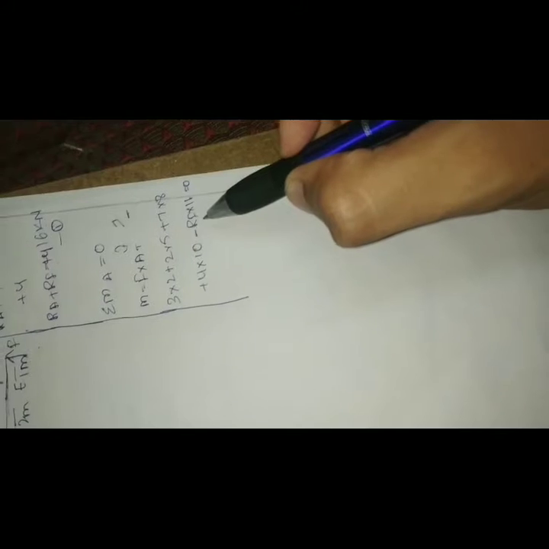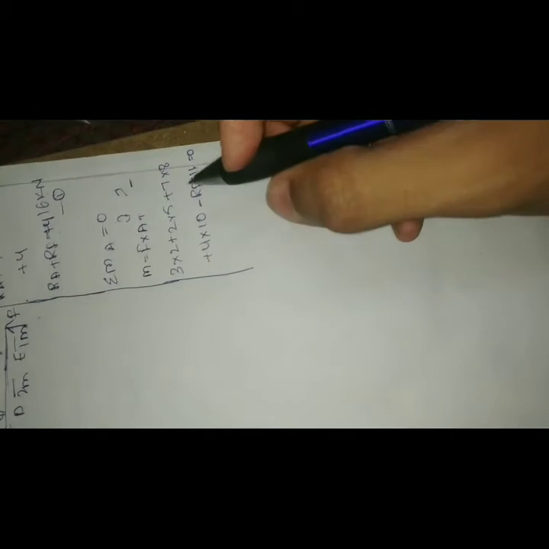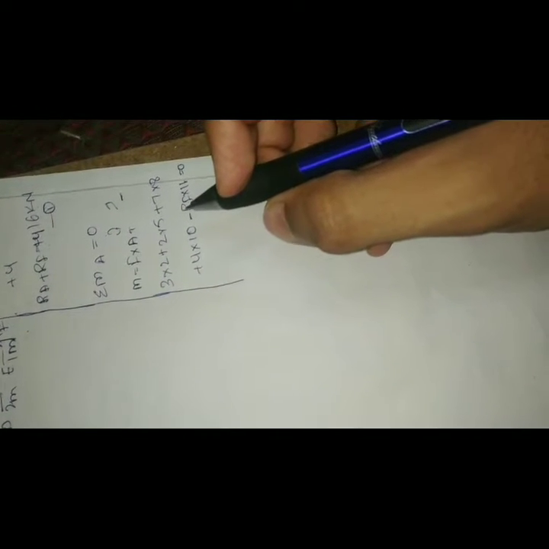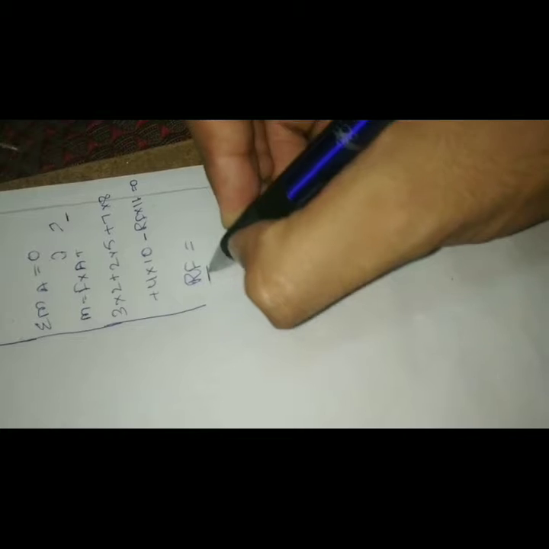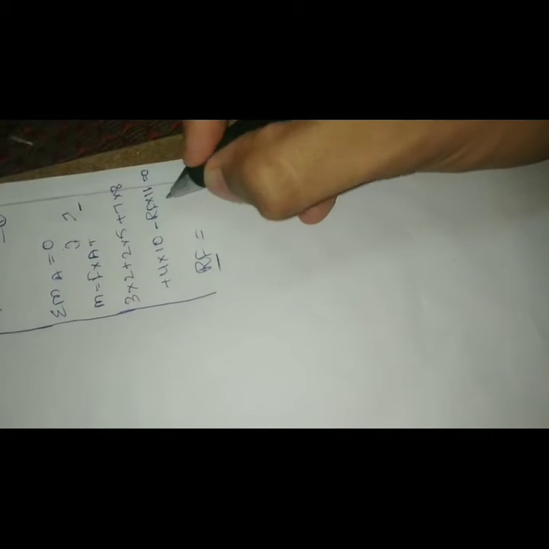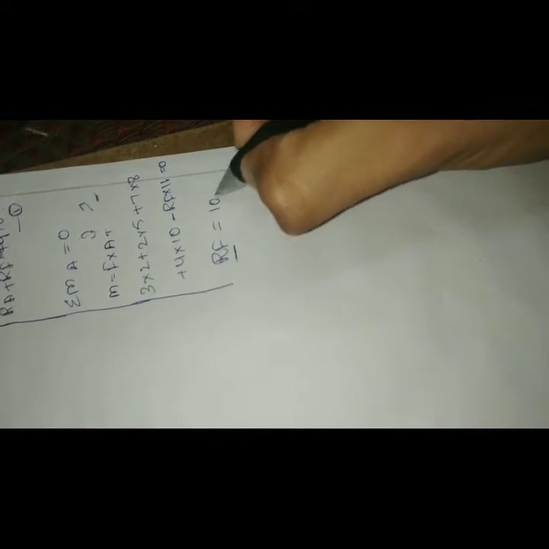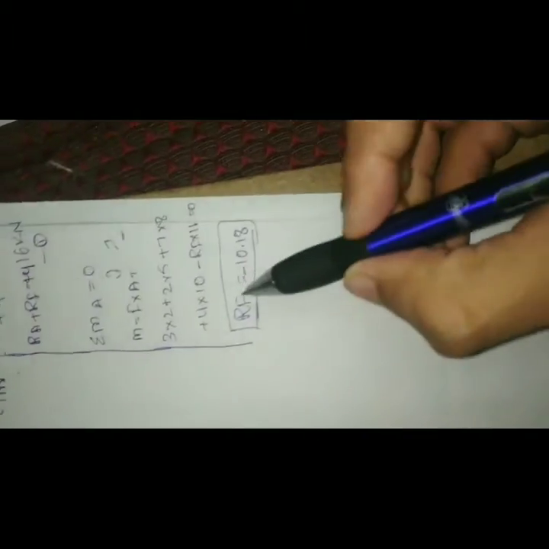We have to find the moment, minus RF into 11. Then we will get RF. We have to make RF the subject. We get 10.18. Then substitute this RF in equation 1.